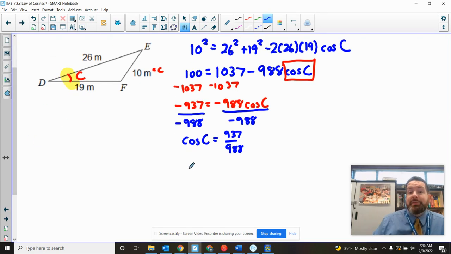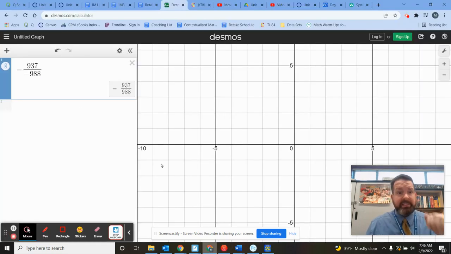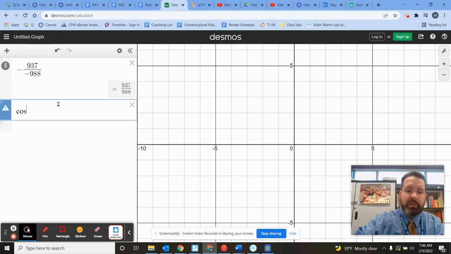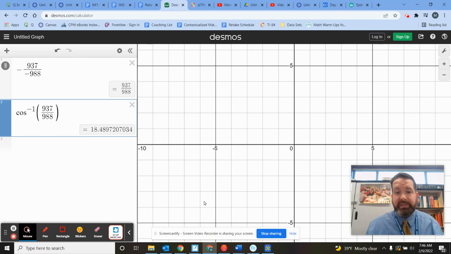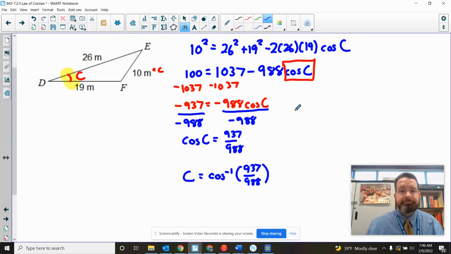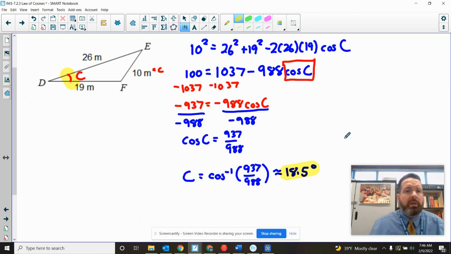That means then that the measure of the angle I care about is the inverse cosine of 937 over 988. So throw that in a calculator. Let's see what happens. Inverse cosine of 937 over 988 ends up being about 18.5 degrees. So I'm going to say this is approximately 18.5 degrees. And then ballpark it. This angle looks pretty small, so 18.5 seems reasonable.